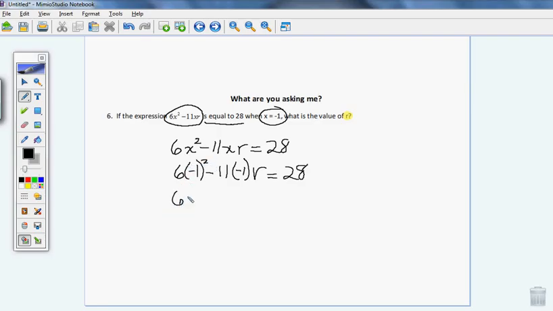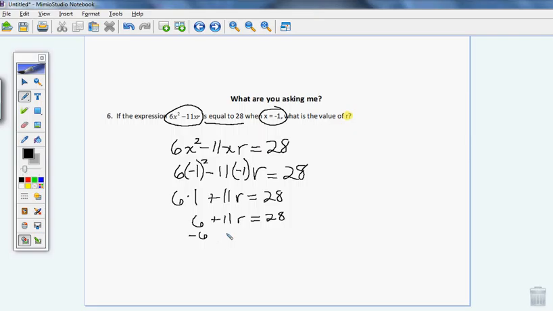What we have is 6 times a +1. -1 squared is a +1. Then we're going to have, and we be very careful here, a -11 times a -1 times r. Well, that negative times that negative is going to create a positive 11r equals 28. Well, now I have a 6 times 1, which is just really 6, plus 11r equal to 28. And this is getting simpler now.